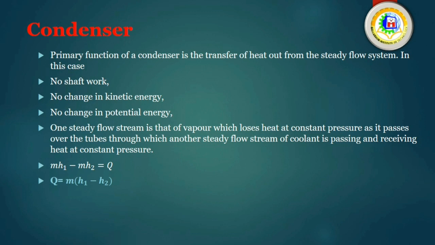One steady flow stream is that of vapor, which loses heat at constant pressure as it passes over the tubes through which another steady flow stream of coolant is passing and receiving heat at constant pressure. That's why the remaining part is m h1 minus m h2 equals Q. Simplifying this equation, it looks like Q is equal to m(h1 minus h2), which is the steady flow equation for the condenser. And then the evaporator.